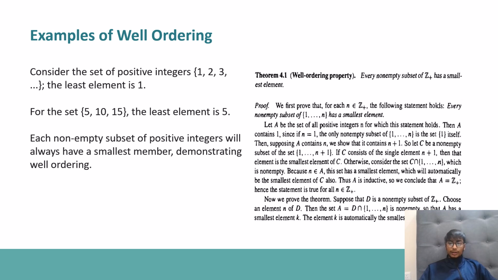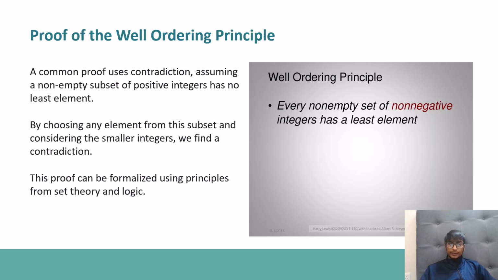Example of well-ordering. Consider the set of positive integers 1, 2, 3, and so on; the least element is 1. For the set 5, 10, 15, the least element is 5. Each non-empty subset of positive integers will always have a smallest number, demonstrating well-ordering. Theorem: every non-empty set of Z plus has a smallest element, as given in this example.